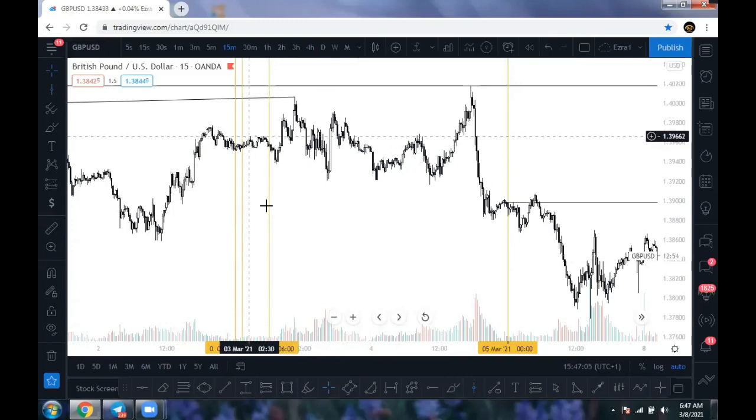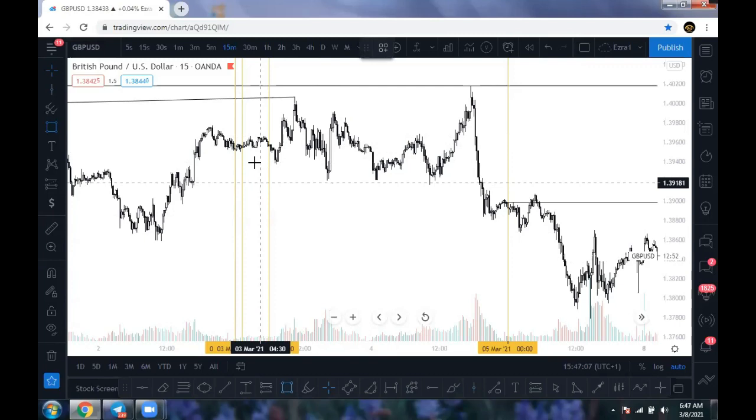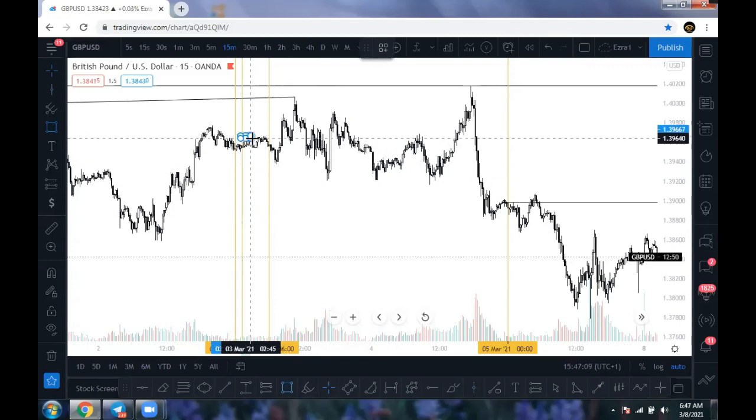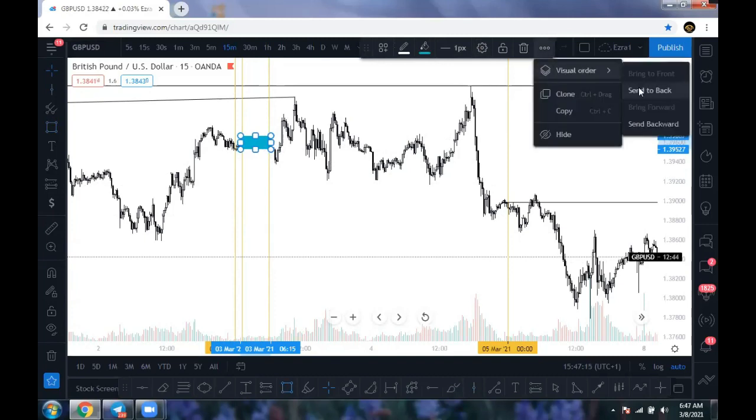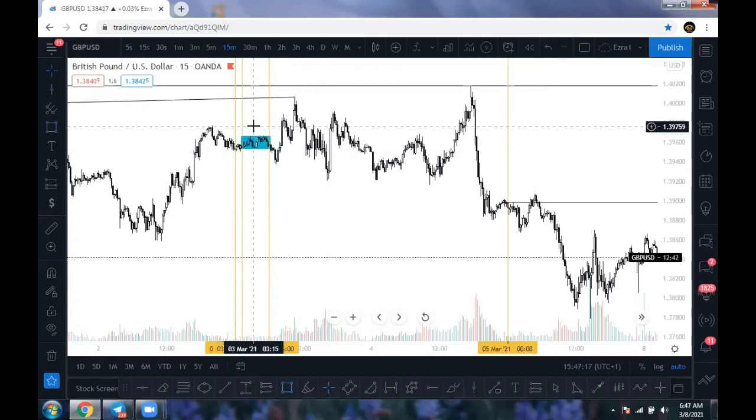This is the Asian session, the price range within this session. One of the rules that govern the Asian session is that the pip range must not be more than 30 pips.